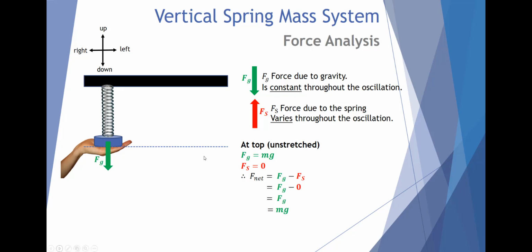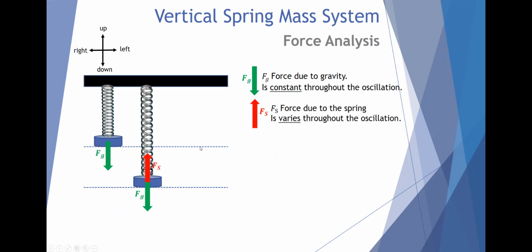So at the top, when the spring is unstretched and it's being held, supported by this hand, we have a downwards force in green, force due to gravity, which is equal to mg, and at this point, we have no spring force. So the net force is the gravitational force minus the spring force. So gravitational force minus 0 means the net force is just the force due to gravity, mg.